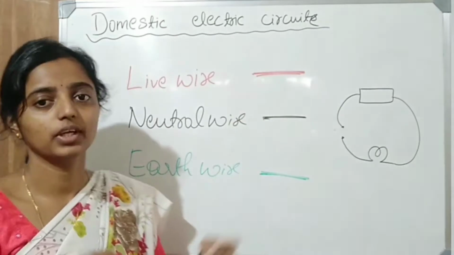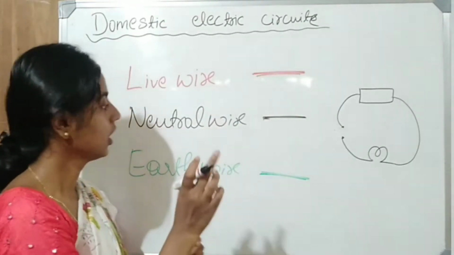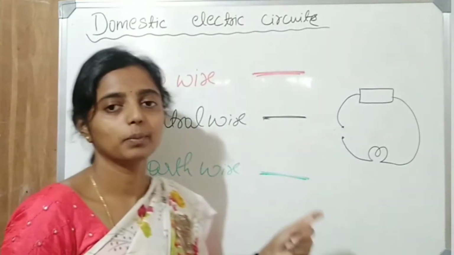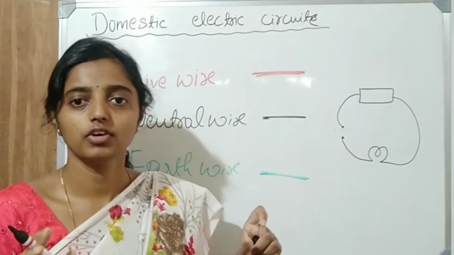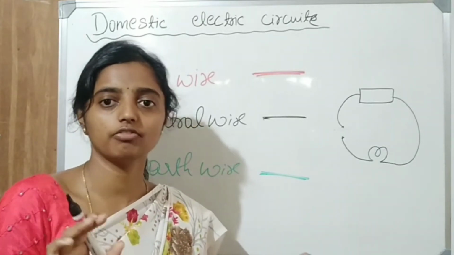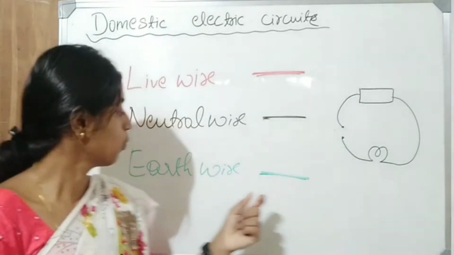So they gave red, which means something like danger. Live wire is a danger, so they gave the red color code. And neutral wire is black because it is something like a dead wire. Only if we switch on and off, the current will flow. Otherwise, if the switch is off, the current won't flow. So something like a dead wire, they indicated with black color. And what about earth wire?